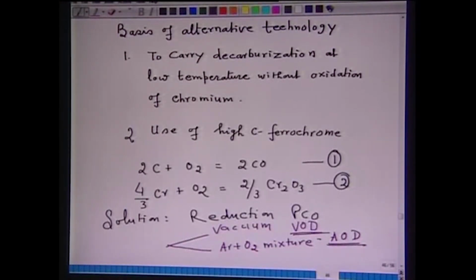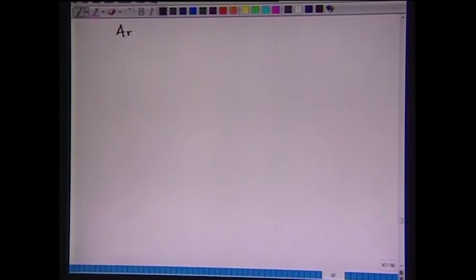This process using argon and oxygen mixture has become very popular, and it is known as AOD. A stands for argon, O stands for oxygen, and D stands for decarburization. So, the whole process is known as the argon oxygen decarburization process. Now, let us see what this process is.